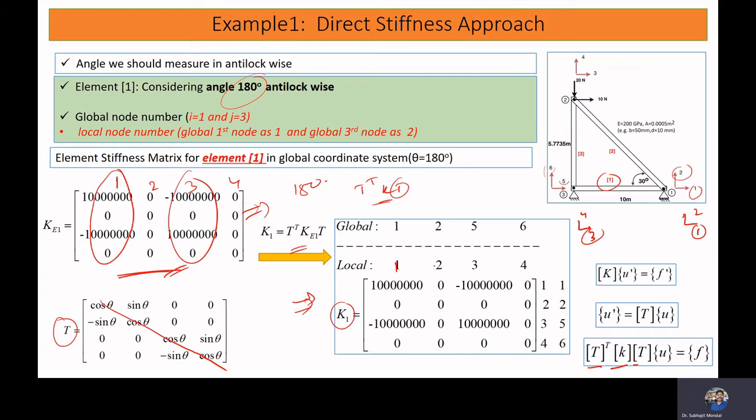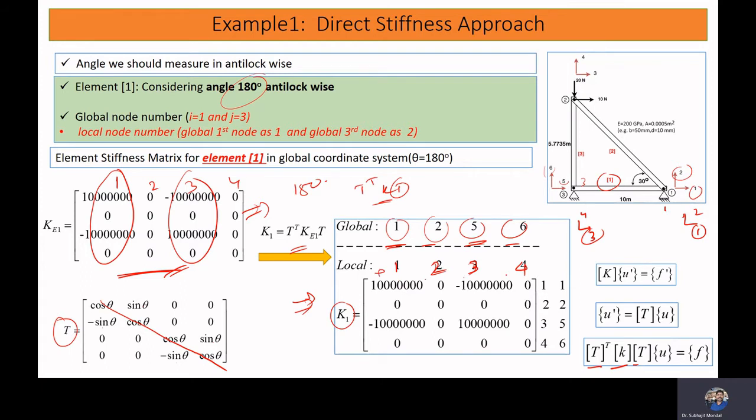Now this is our local node numbering or local degrees of freedom, and this is our global degrees of freedom: global 1, 2, 5, 6. Since we have assumed this is node 1, our global degrees are 1, 2, and this is our third node, so this is our 5 and 6.